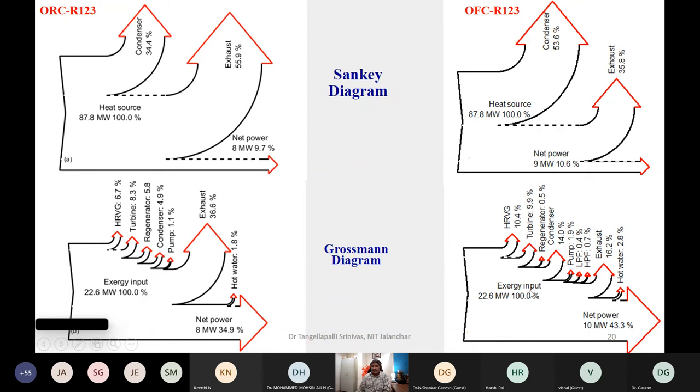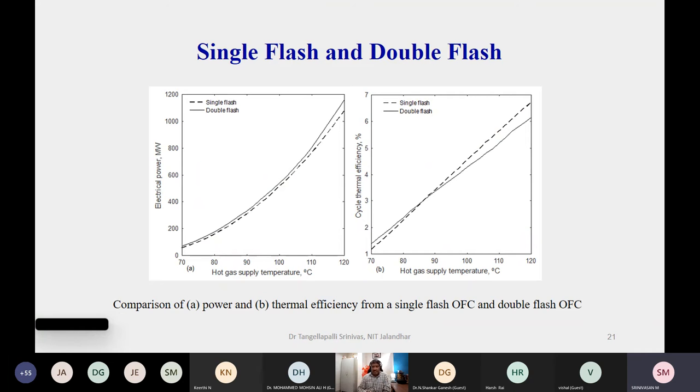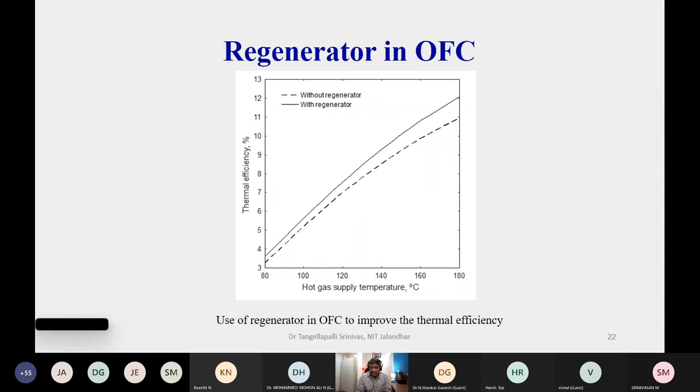From an exergy point of view, the Grassmann diagram shows the detailed explanation of each and every component, which we can scrutinize, which is not possible completely with the other diagram. That I will explain. Okay, I'm skipping some of the results here because of the time.